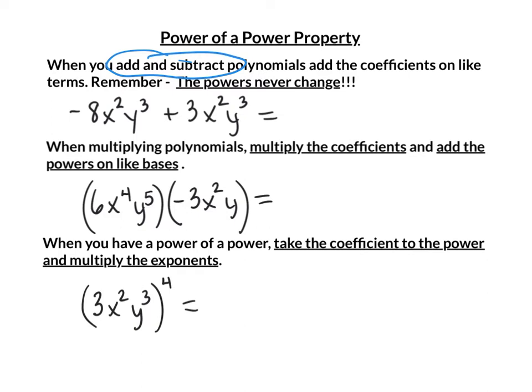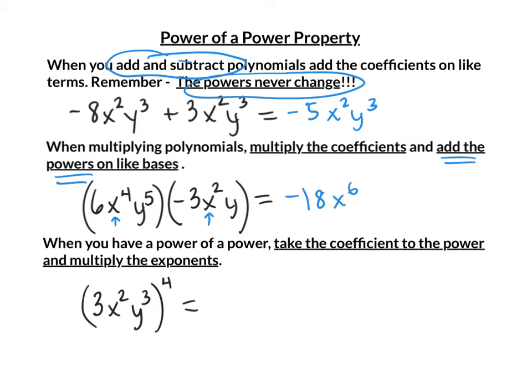Negative 8 plus 3, you add the coefficients, negative 5, x squared, y cubed. Powers never change when you add and subtract. When you're multiplying, you multiply the coefficients. 6 times negative 3 is negative 18, and you add the powers on like bases. X to the fourth times x squared is x to the sixth. Y to the fifth times y to the first is y to the sixth.